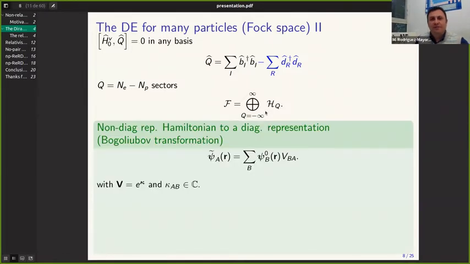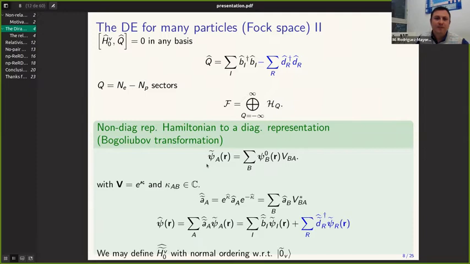Now let's suppose that we are given a starting basis set, where we have expressed our Hamiltonian, and we want to find another representation where this non-interacting Hamiltonian is diagonal. So what we will do is we will apply a Bogoliubov transformation. And then using this transformation, we could rewrite our field operators in another way. In this case, for example, the annihilation field operator using this new basis and the new creation and annihilation operators.